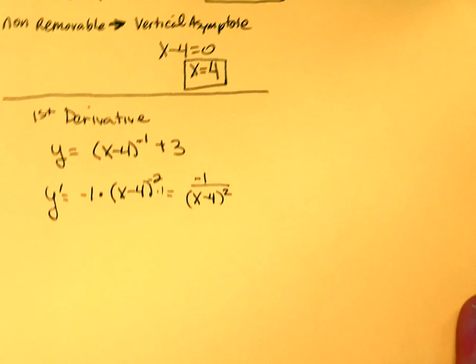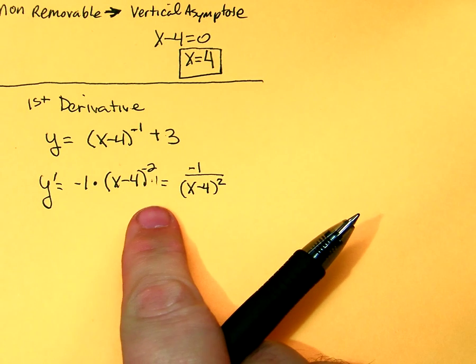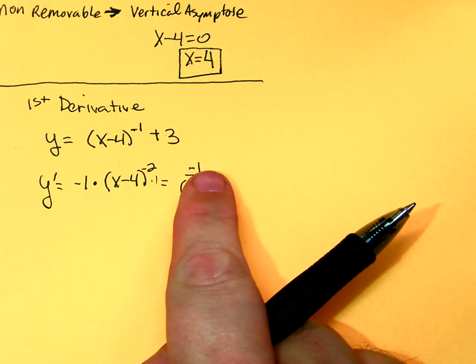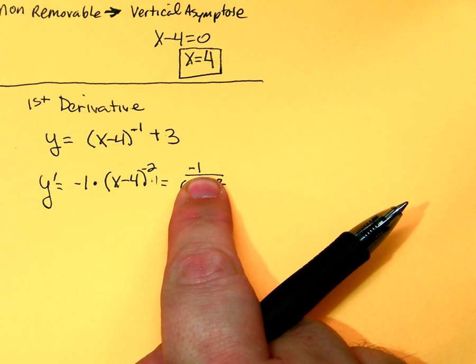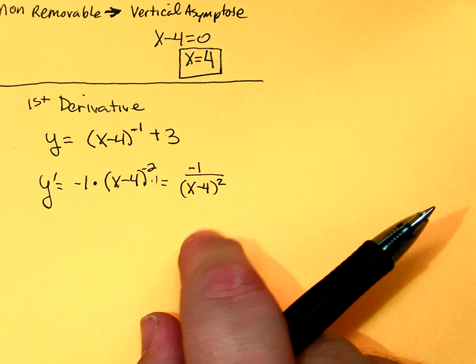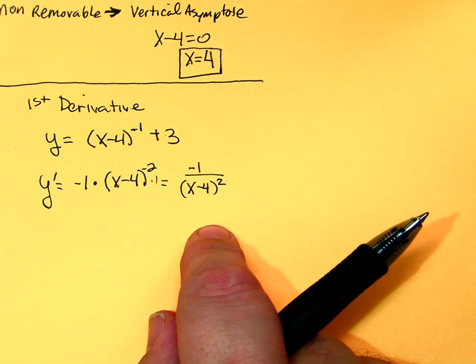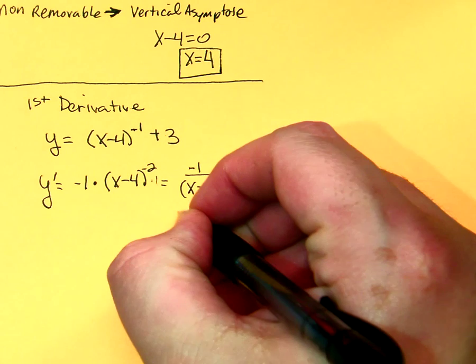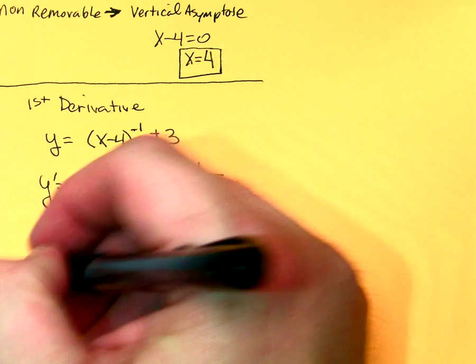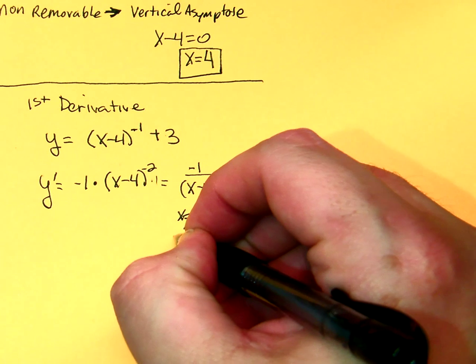Is there anywhere where this is going to be equal to 0? We look at the numerator. The only time it's going to be equal to 0 is if it's 0 over something. Is there any way to make that negative 1 into a 0? No. So there's no critical numbers. But are there numbers where this function does not exist? Yeah. X equals 4, the derivative doesn't exist. That actually becomes a de facto critical number.